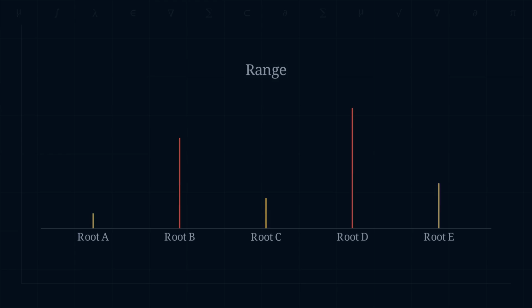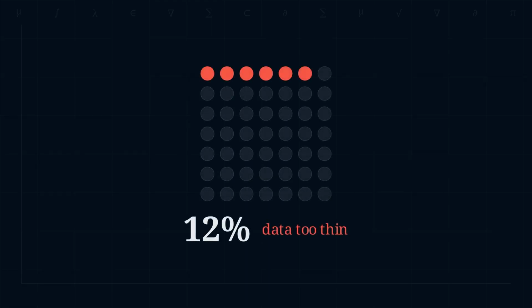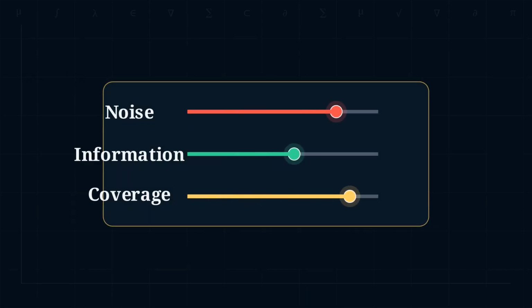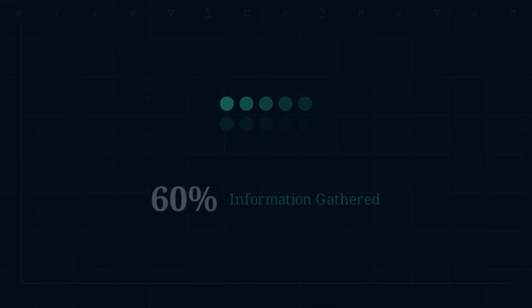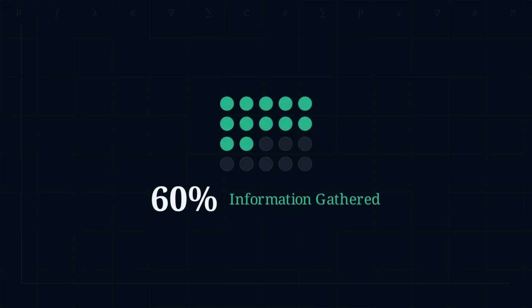If different plausible routes give wildly different ranges, the honest interpretation is that the data are too thin or the model too fragile. Interval width is a negotiation between three levers: how much scatters in the data, how much information you gathered, and how demanding you are about coverage.